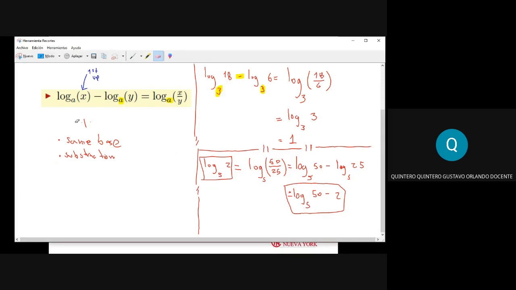Let me erase all of these. There we go. Because the property says that if you have a subtraction, you can compact it into a division, right? That is from left to right. Subtraction goes into division. Compact it. But if you want to expand it, you need to begin with division into subtraction.